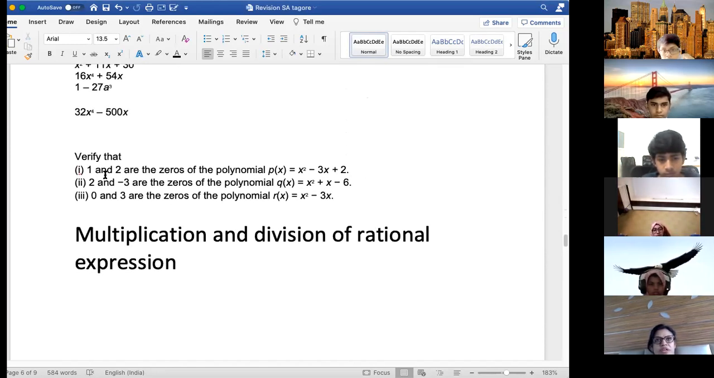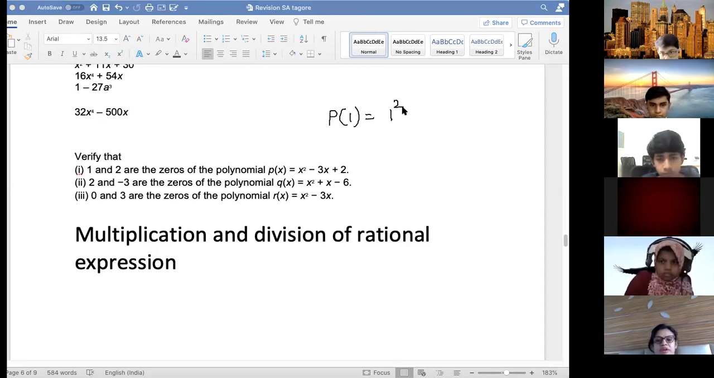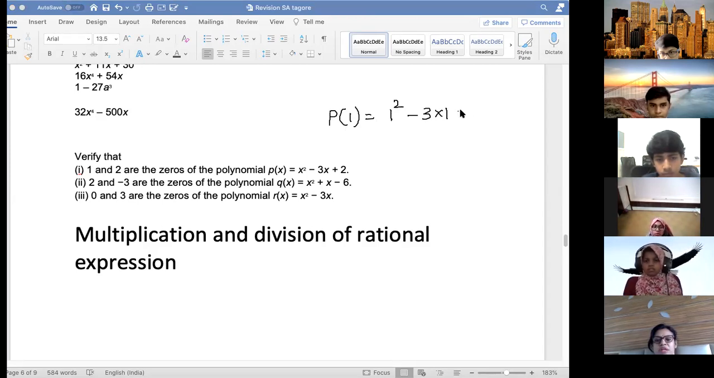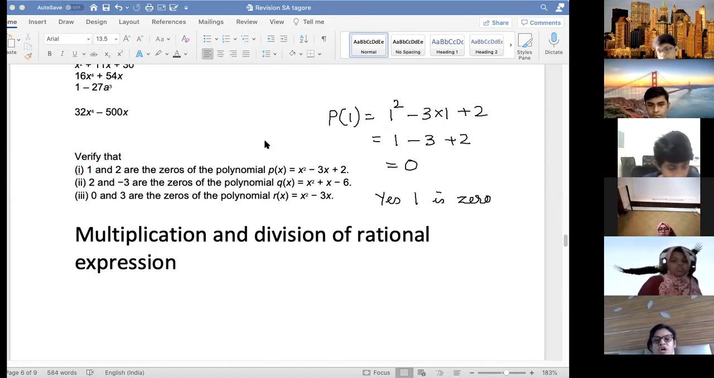Now, another thing is verify whether 1 and 2 are zeros of the polynomial. Remember how we do this question? Whether it is a zero, so what will you do? P of x. Instead of x you will write 1, so put the value of 1: 3 into 1 and plus 2. So you see that the value comes out to be minus 3 plus 2, which is 0. So that means you will say that yes, 1 is a zero of the polynomial. Okay, so whenever it is asked whether it is a zero or not, you have to put that value.